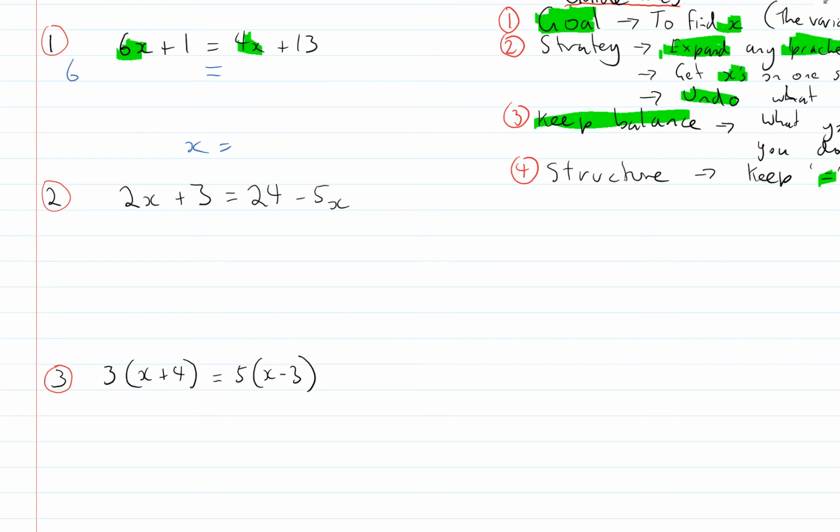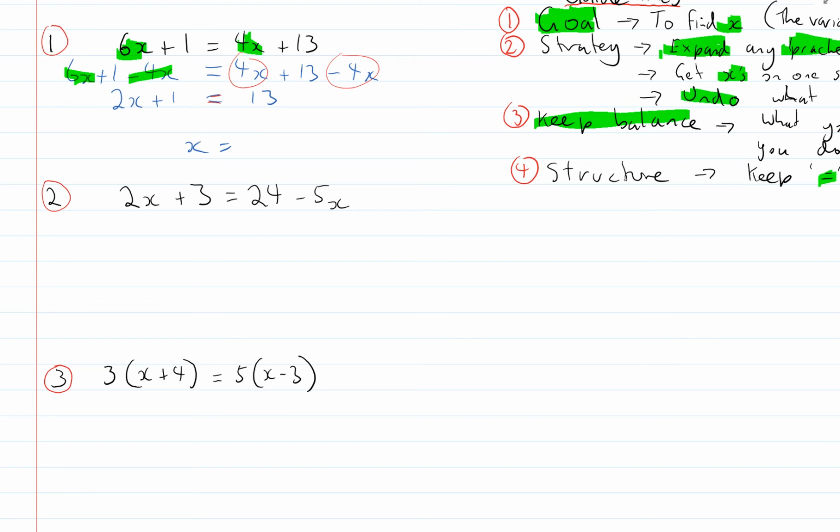So I'm going to go 6x plus 1 take away 4x, and I'm going to take it away from here too: 4x plus 13 take away 4x. And so these 4x's are going to basically cancel each other out, and I'm just going to be left with 13 on this side. And on this side I've got 6x's, and I take away 4x's, and I'm going to be left with just 2x's, and I've still got that plus 1, equals 13. And now it's like a two-step equation.